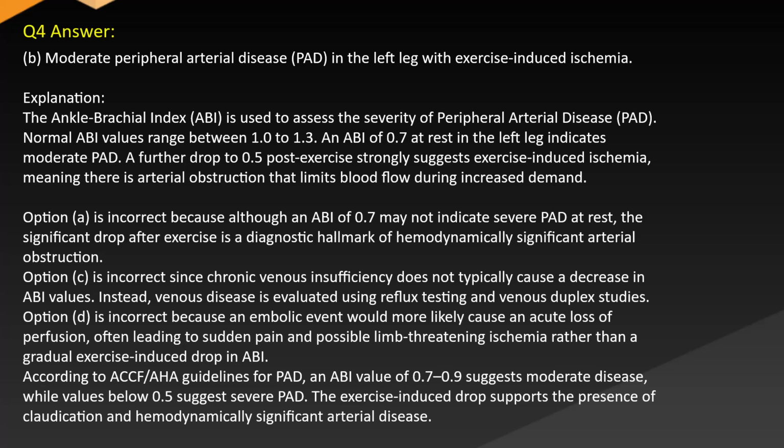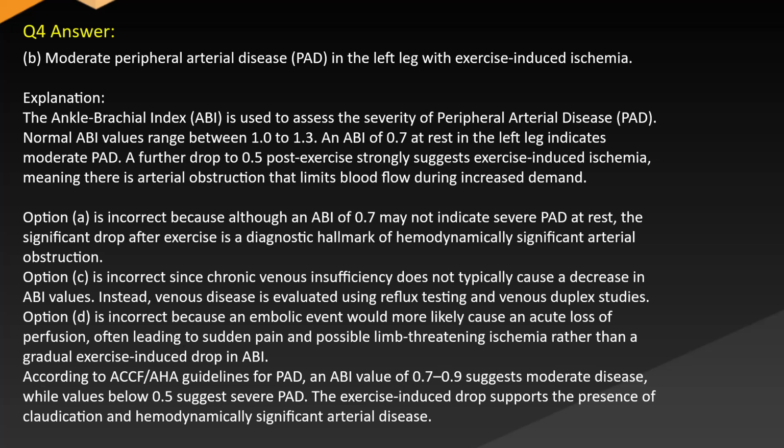during increased demand. Option A is incorrect because although an ABI of 0.7 may not indicate severe PAD at rest, the significant drop after exercise is a diagnostic hallmark of hemodynamically significant arterial obstruction. Option C is incorrect since chronic venous insufficiency does not typically cause a decrease in ABI values. Instead, venous disease is evaluated using reflux testing and venous duplex studies.